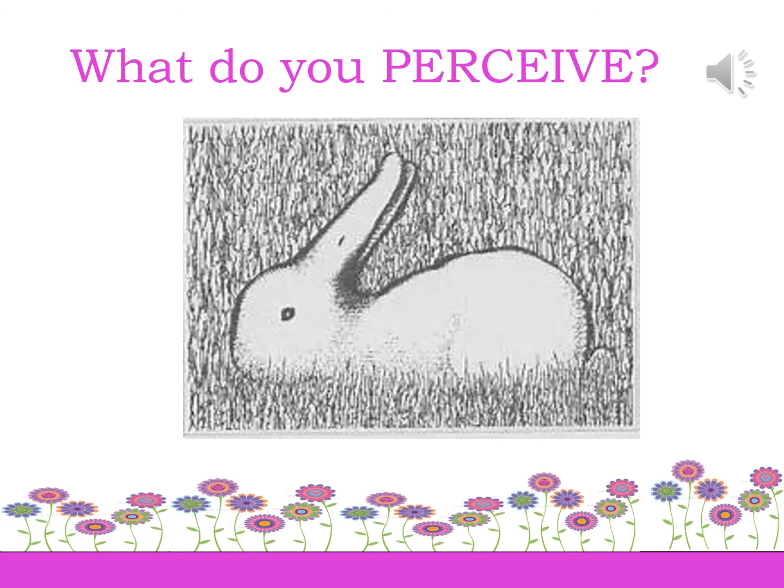This is a variation of the image we saw before. You should be able to see a rabbit and a duck, the duck perhaps looking at the clouds. So the ears of the rabbit would be the bill of the duck.